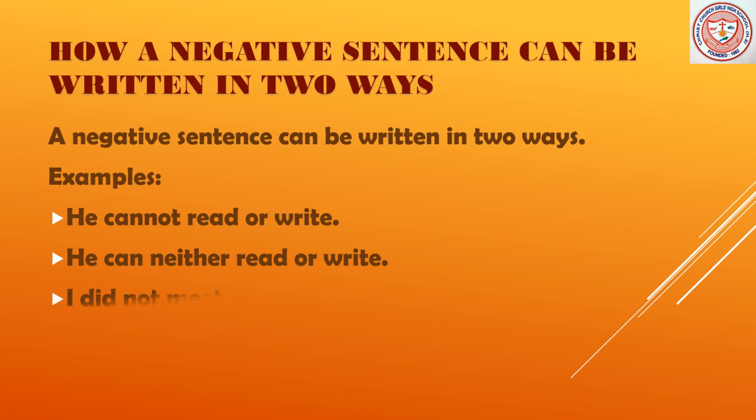Next example, I did not meet anybody there. And what is the other one? I met nobody there. The same thing has happened in these two sentences also. These two sentences are expressing the same meaning, but we have used different types of negative words in these two sentences. Clear? So students, you can follow one thing over here.